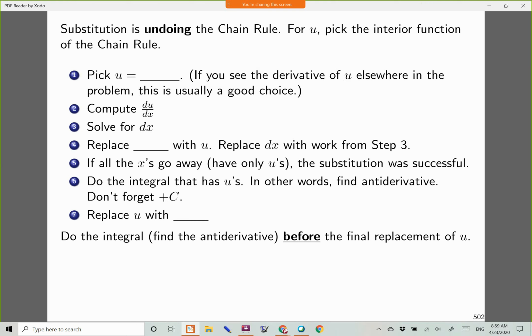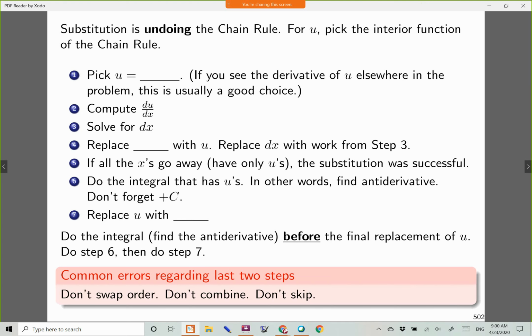So yeah, this comment again: do the integral before the final replacement of u. What tends to happen, so do step 6, then do step 7. Really, step 6, then step 7. People try things like combining steps. People try swapping, doing step 7 before step 6. People sometimes skip step 6 altogether. This anti-differentiation step needs to be done, and since it's challenging, do that and then do the final substitution.